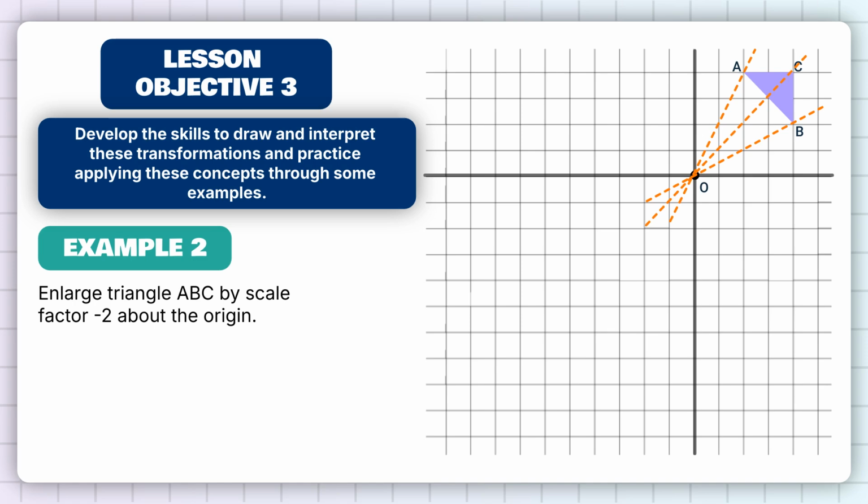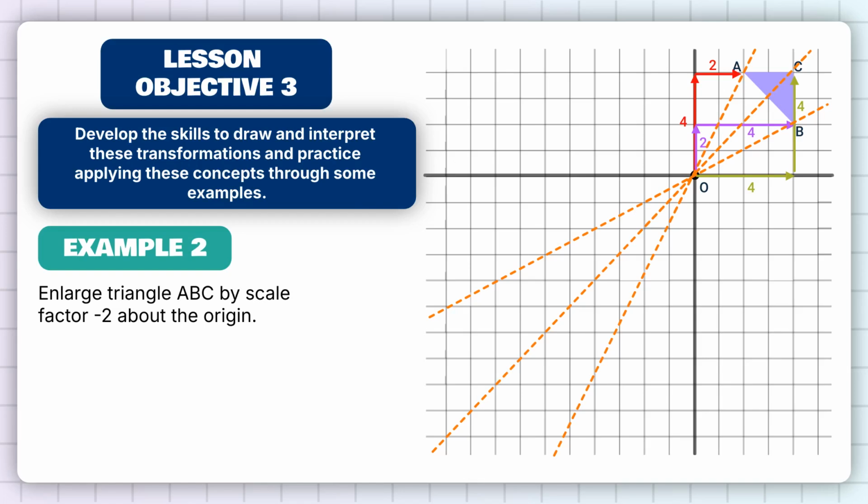Now measure the distance from O to each vertex of the original triangle. For example, we can see that point A is 4 units above and 2 units to the right from point O. Point B is 2 units above and 4 units across, and point C is 4 units above and 4 units across. Since the scale factor is negative in our case, we will extend the line in the opposite direction from O. Now we locate the new points, A prime, B prime, and C prime.